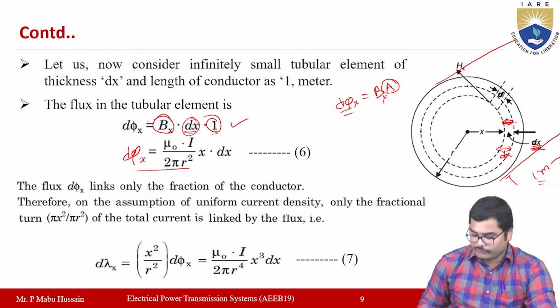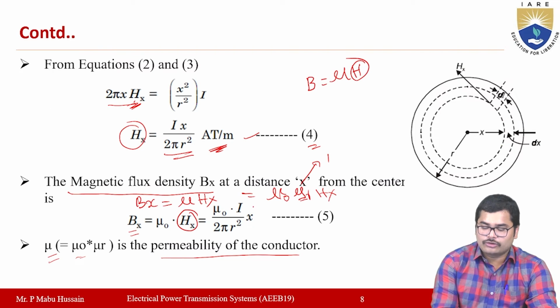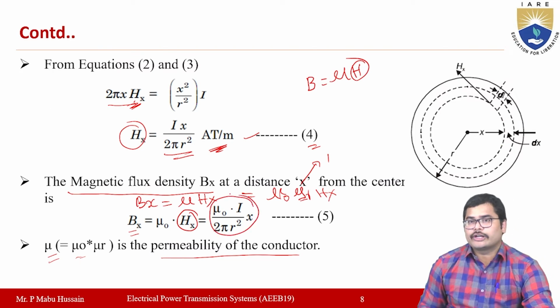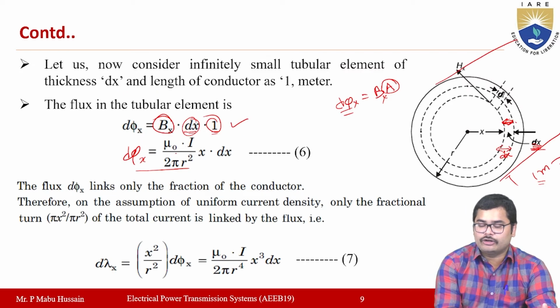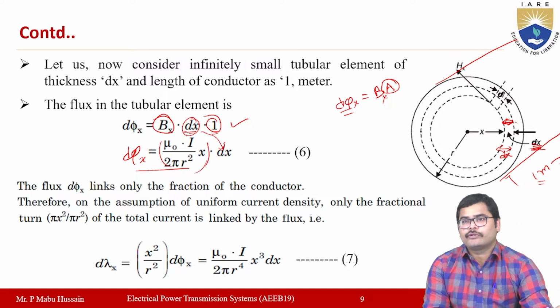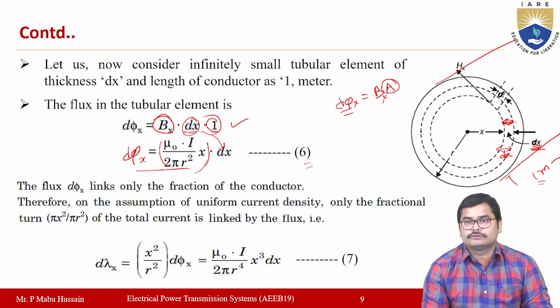So from Bx we already derived that value, mu 0 I by 2 pi r square into x. From this you can write d phi x will be equal to mu 0 I by 2 pi r square into x into dx. Let it be equation number 3.